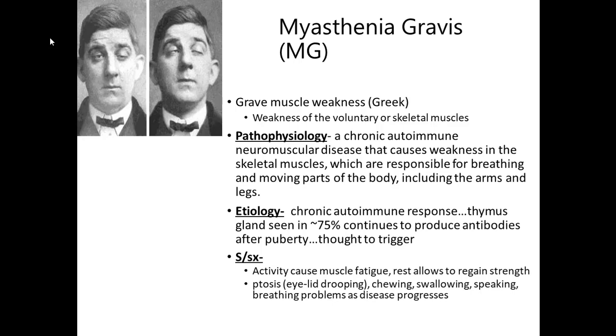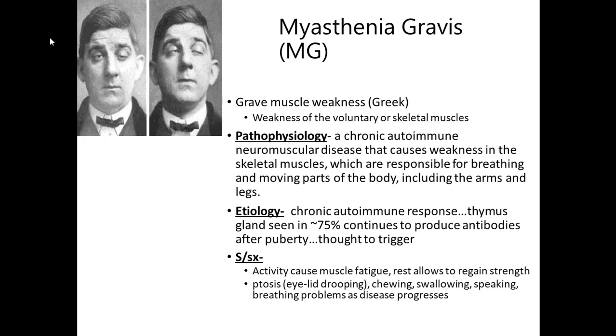Myasthenia gravis is Greek for grave muscle weakness. So it's weakness of the voluntary or the skeletal muscles. It's an autoimmune disease that causes weakness in the skeletal muscles. So eventually, those muscles, which are responsible for breathing and moving the parts of the body, are affected.